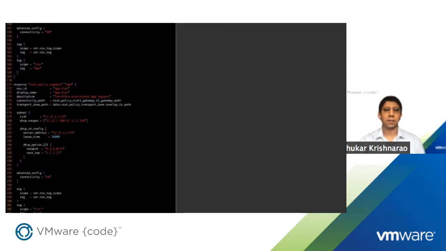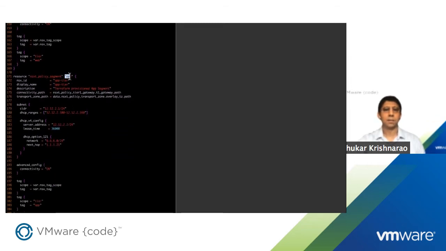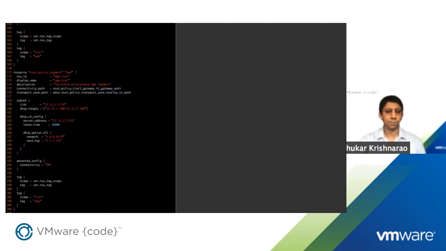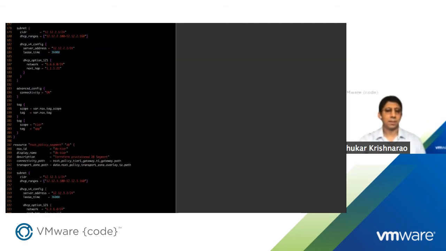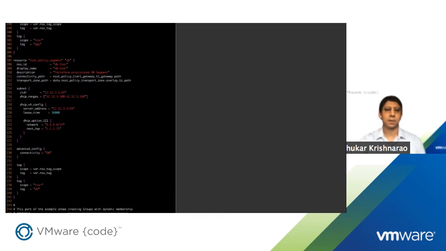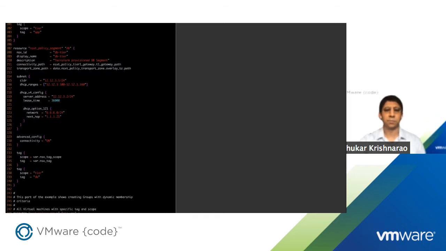Similarly, I'm creating an app segment. The format looks very similar. You can define your connectivity path. Again, it's connected to the same tier 1 gateway. It uses the same overlay transport zone and defines another CIDR for your app segment. I have tags and the third segment as well. It's defined in exactly the same way. A few of the parameters change.